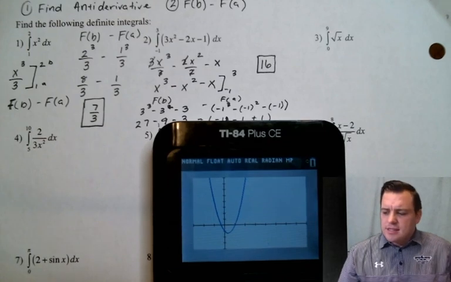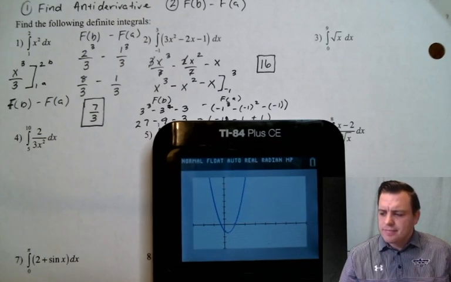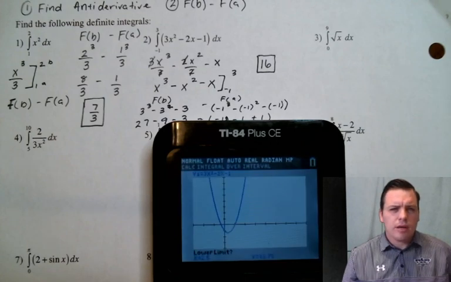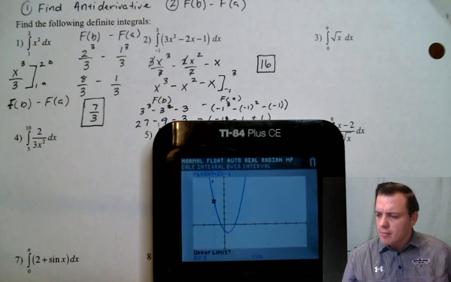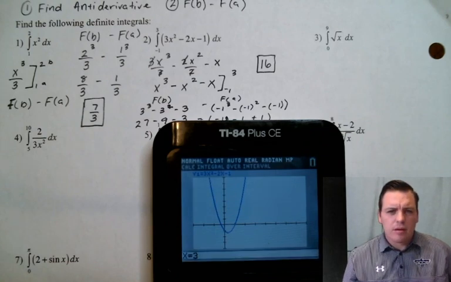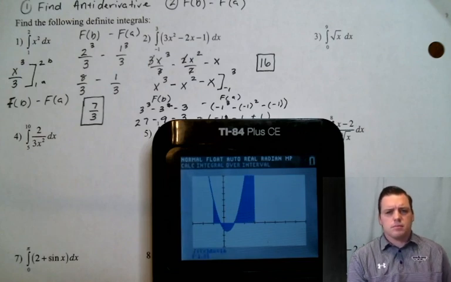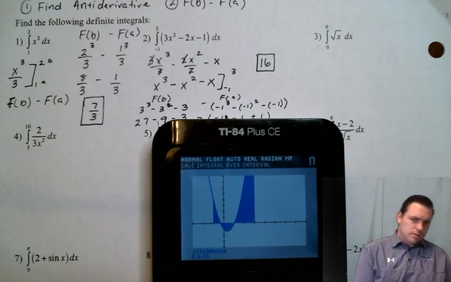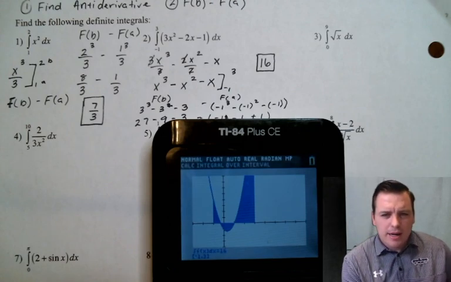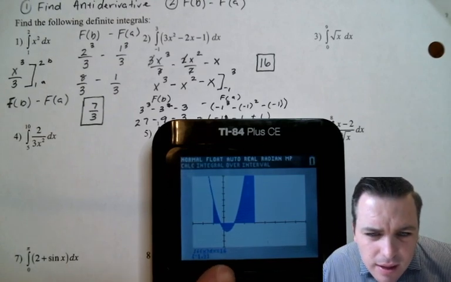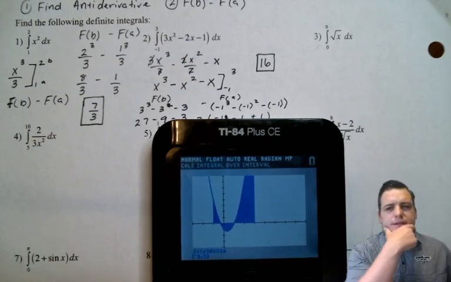And then again, I just hit second calc. Second calc, 7. My lower limit is negative 1. My upper limit is 3. Okay? So I probably could have gone a little bit more up on the y-axis to get the full area. Okay? But that's literally what we're looking at right there, guys. And as you can see, it says the integral of f of x dx is equal to 16.